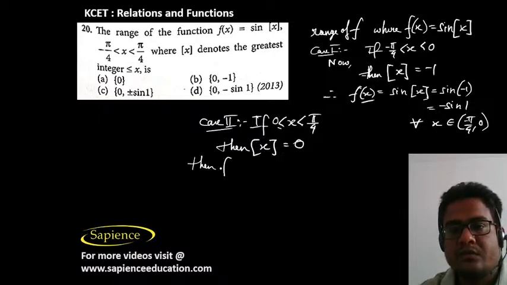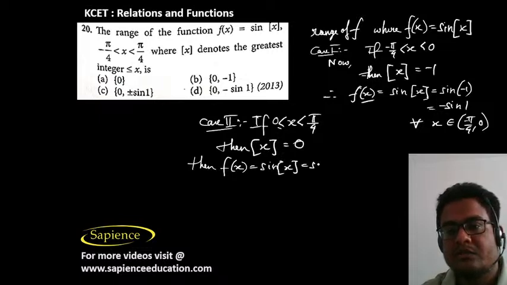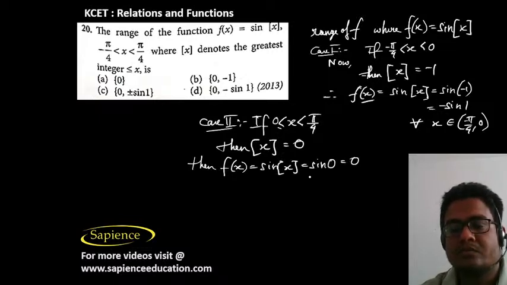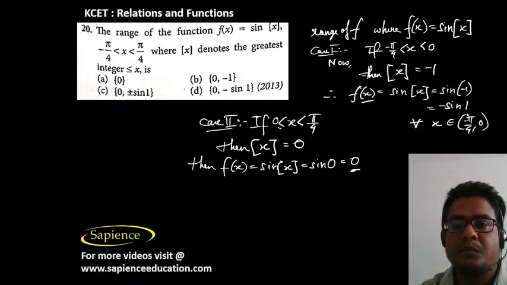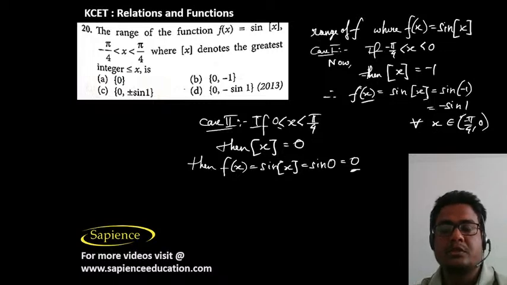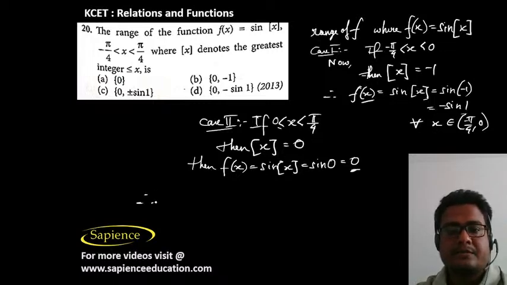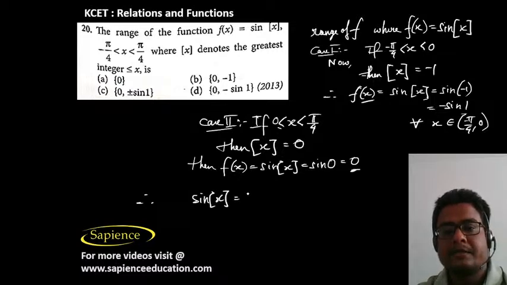Then f of x will be equal to sine of x, which is equal to sine of 0, which is equal to 0. So these are the two outputs which are really possible in this case. Therefore sine of x can be either equal to 0 or sine 1.